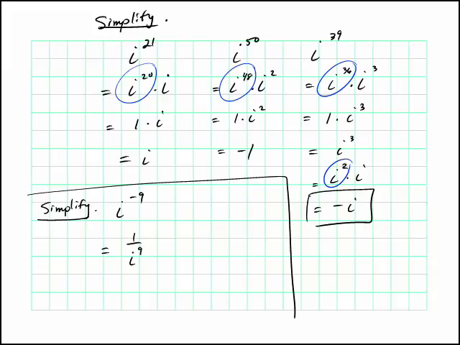Now, i to the positive 9, let's see if I can write that as something with multiples of 4 in it. Well, that'd be i to the 8th times i. From our pattern, since 8 is a multiple of 4, I know that i to the 8th is a positive 1. So this just becomes 1 over i.